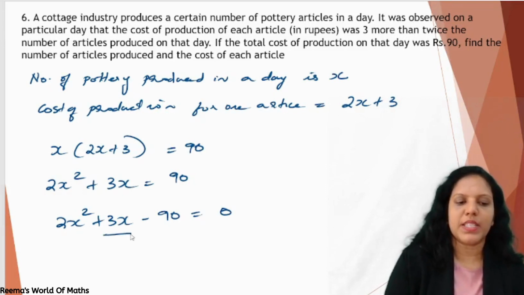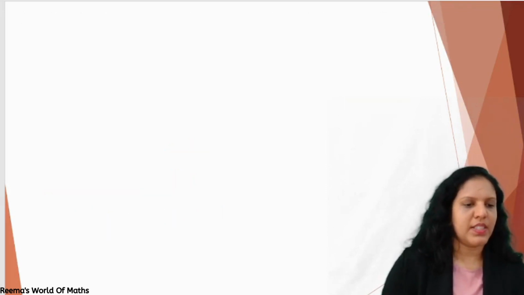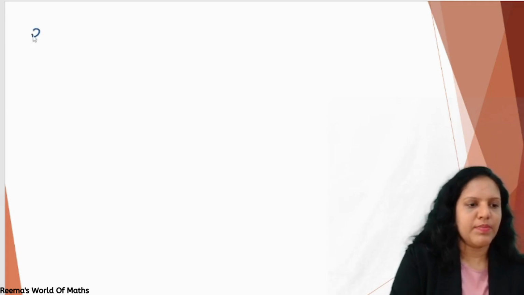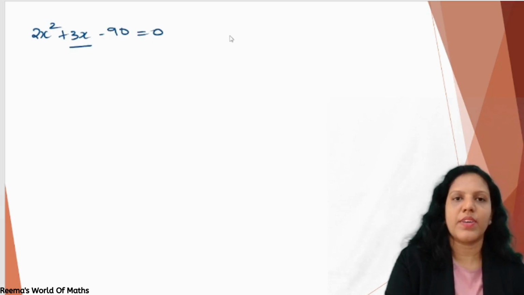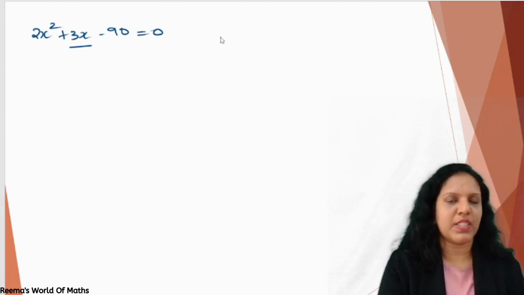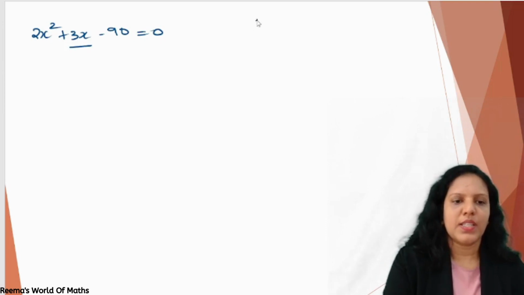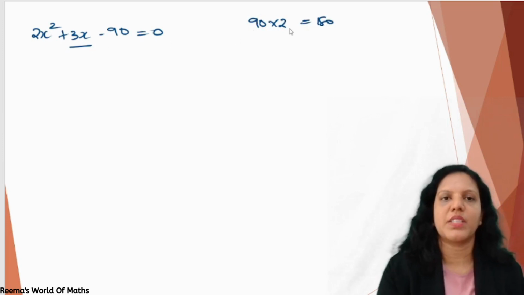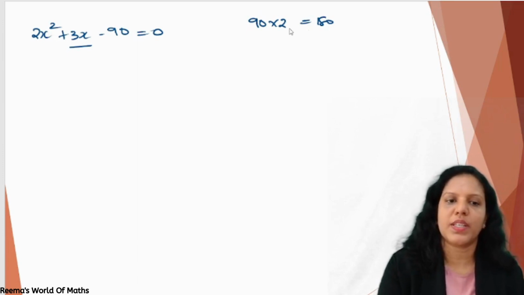Now let's split the middle term plus 3x. So let's write it here, 2x squared plus 3x minus 90 equals 0. We can split 3x in a way that the product of the split terms is equal to the product of the constant and the coefficient of x squared. So that is 90 multiplied by 2, which is equal to 180. We need to split plus 3x in a way that the product of the split terms is also 180.